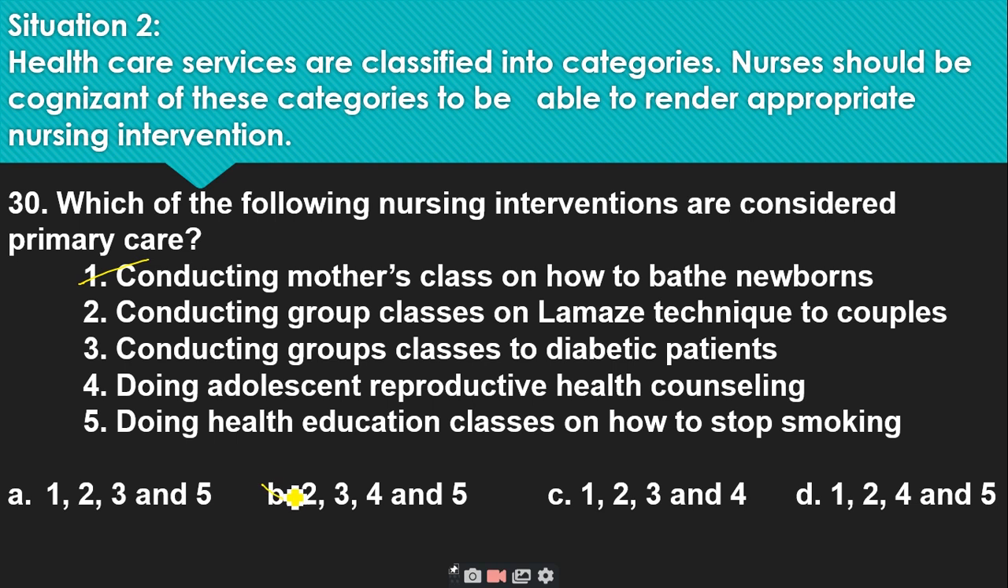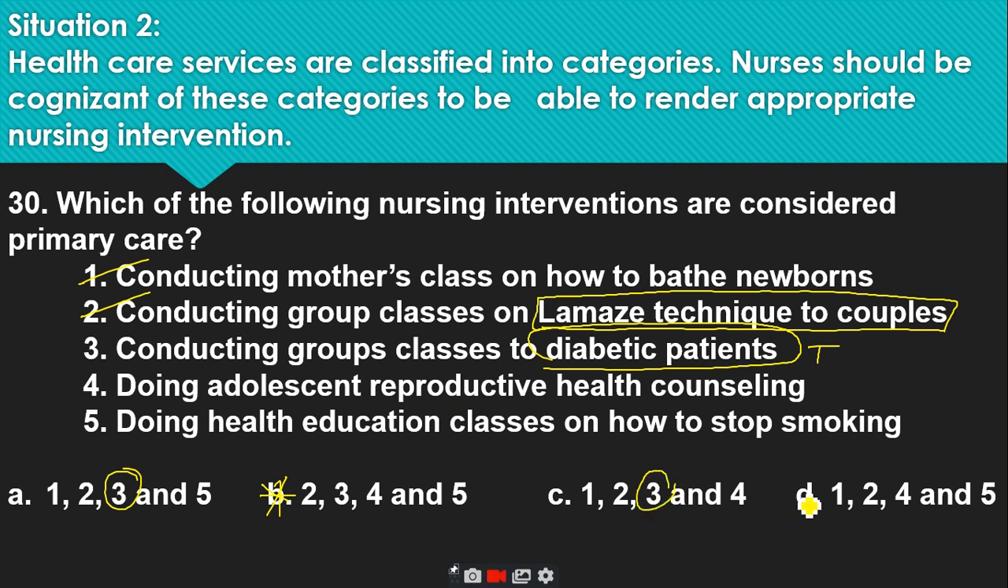So eliminate letter B. Number two, conducting group classes on Lamaze techniques. Lamaze is actually a technique that will prevent the patient from having severe pain before or during delivery. So number two is also correct. Number three, conducting group classes to diabetic patients. Diabetic patients, that's going to be part of the rehabilitation. So this is part of the tertiary. So number three is wrong.